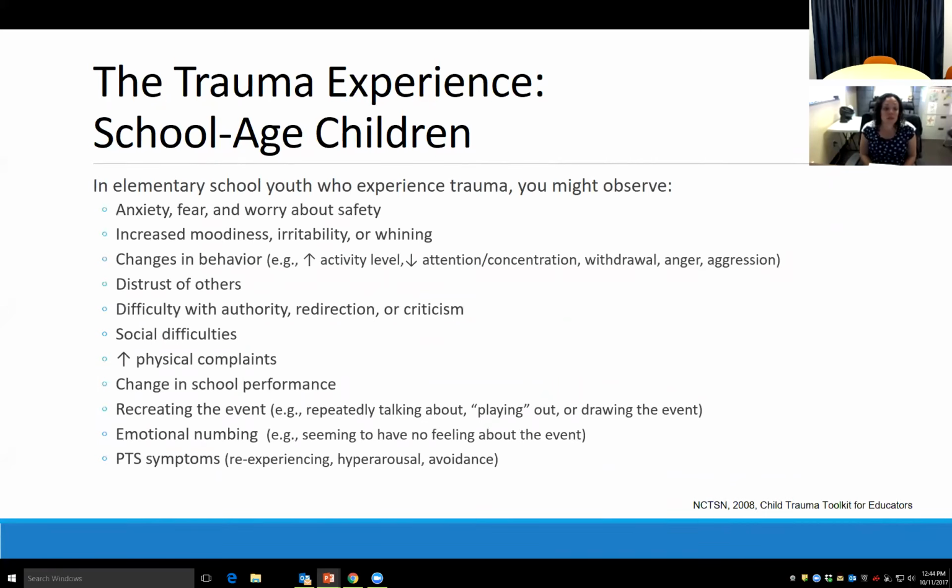We might see recreating the event, so drawing pictures of the trauma, repeatedly talking about the trauma, or playing it out. We might see emotional numbing, so this child may seem to have no feeling when they talk about the event. They just talk about it with a straight face, no emotion, and then we may see PTSD symptoms.